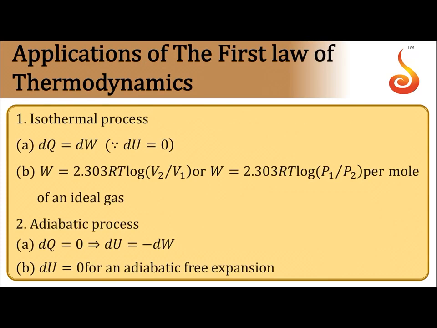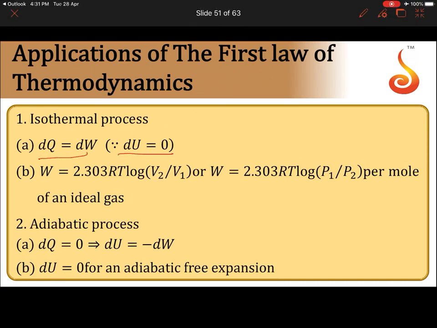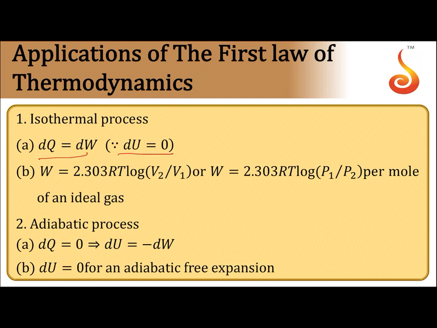Now, if we apply the first law of thermodynamics to different thermodynamic processes: for an isothermal process, temperature is constant, so the internal energy change is 0. Then dQ is equal to dW. All the heat that you supply will be converted to work. Work done during an isothermal process is given by 2.303 RT log of V2 by V1, or 2.303 RT log of P1 by P2. This is for 1 mole of a gas. If it is n moles, it will be nRT, or mu moles, mu RT.